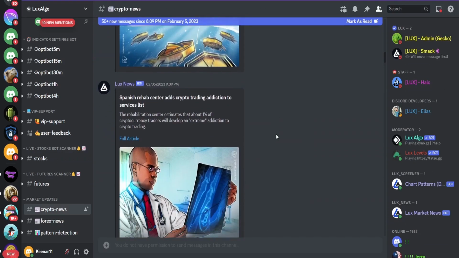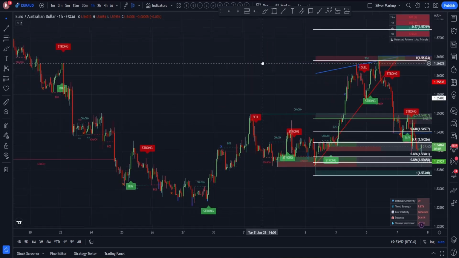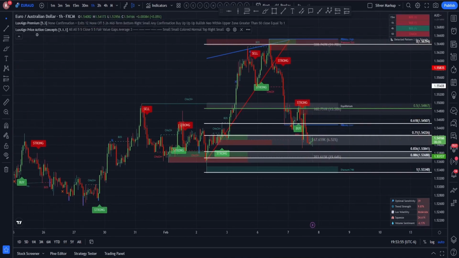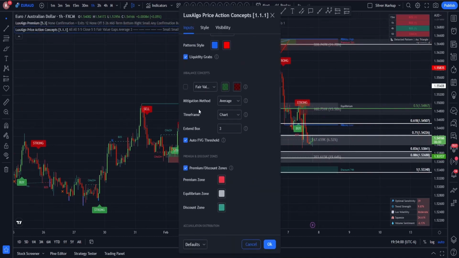I will be walking you through the Lux Algo price action concepts indicator and show you a simple yet highly effective trading strategy that 91% of Lux Algo traders are missing the boat with. You better take notes or it's going to cost you a fortune.